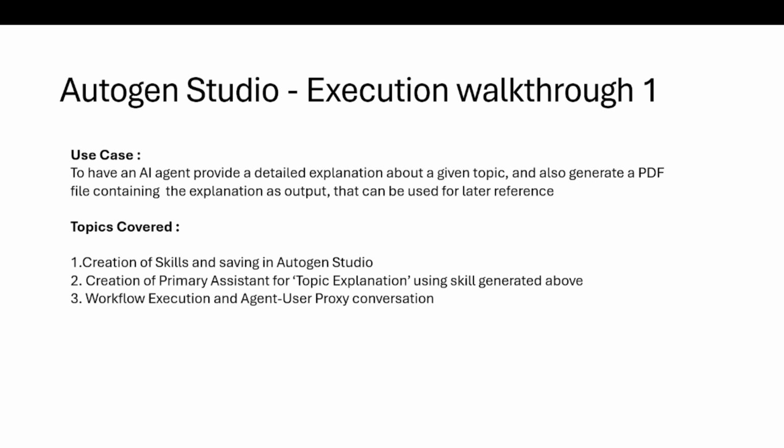First is the creation of skills and saving them in AutoGen Studio, and creation of a primary assistant, that is, an independent assistant or AI agent for topic explanation using the skill generated in the first step. The third part is the workflow execution and the agent-user proxy conversation, and how all this happens. So let's see in AutoGen Studio.